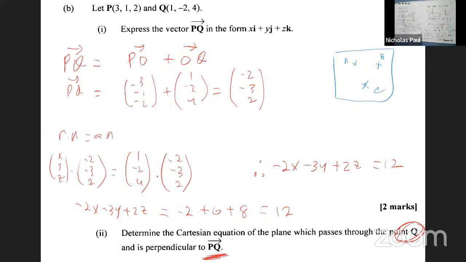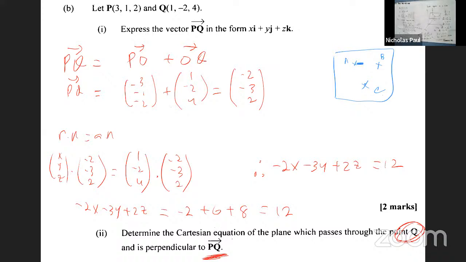Any ideas? We already have a point on the plane, right? What else do we need? We need something perpendicular, right? Do we have anything perpendicular? Just now, we can listen to that. Right? Here's what we could do.